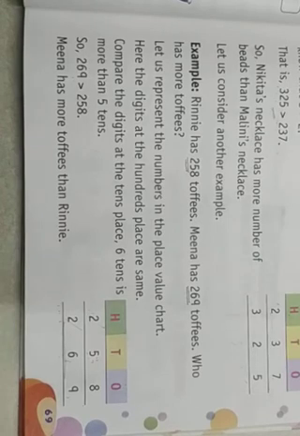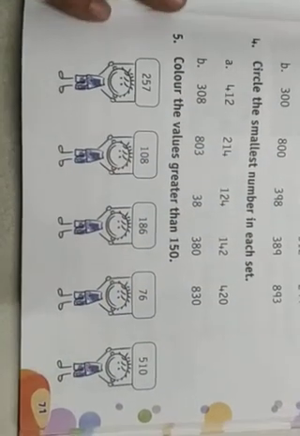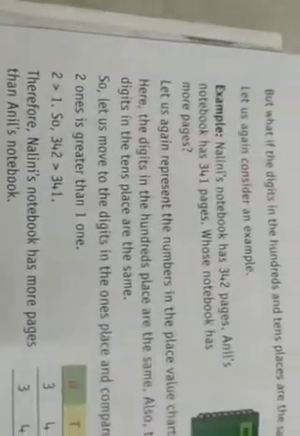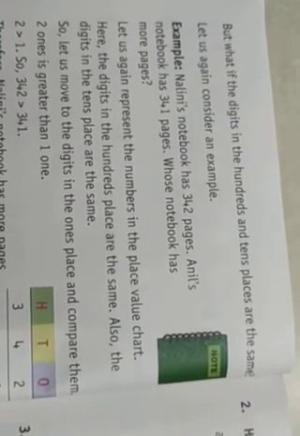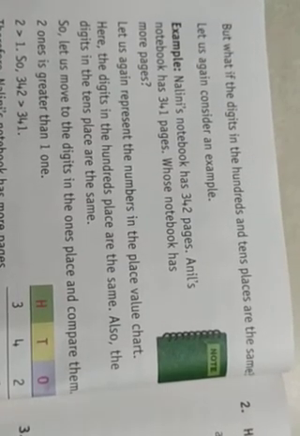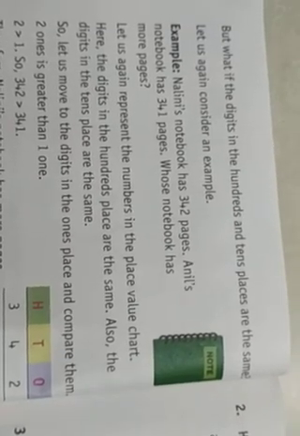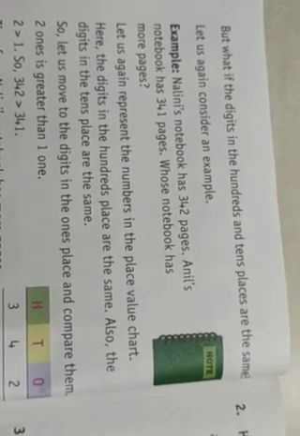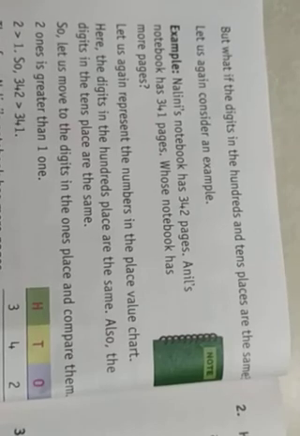Clear? Any doubts in this? I'm sure that you have understood this concept, just comparing 3-digit numbers. We will work more on all the concepts. But what if the digits in the 100 and tens place are the same? If the place values of the hundreds and tens are the same, then we need to compare the unit place. In the unit place, whichever number is greater, the whole number becomes greater.